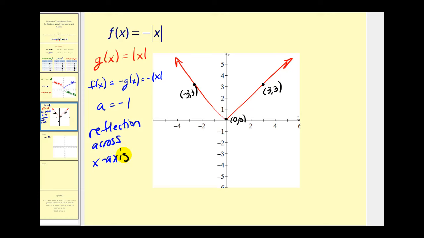So instead of opening up, the given function will open down. We can just change the sign of these y-coordinates, so we'd have the point negative 3, negative 3, still the origin, and then 3, negative 3. This would be the graph of f of x equals negative absolute value of x. Again, the original is in red, and the transformed or reflected graph is in blue.